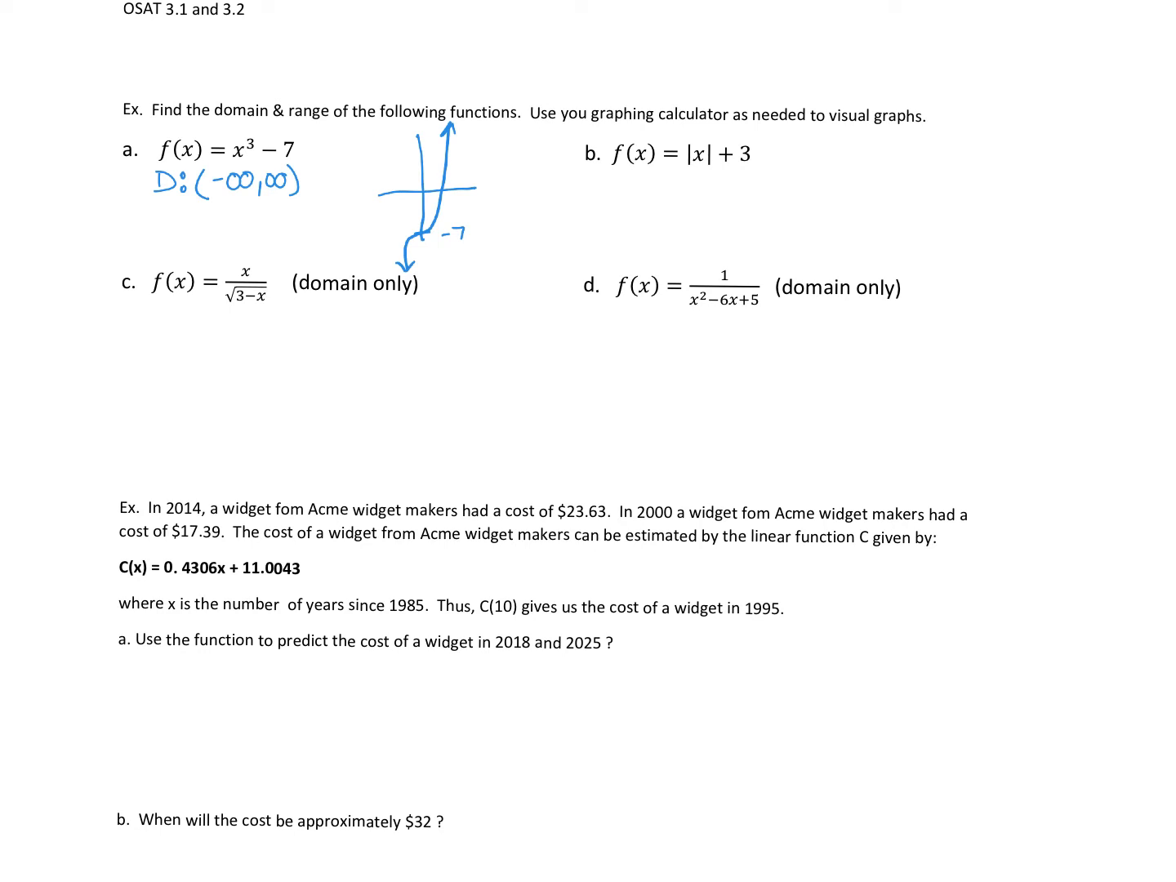This graph, if we use our graphing calculator, is going to look something like the following. And we'll notice we have arrows on either end. So in this particular case, our range is also minus infinity to infinity.